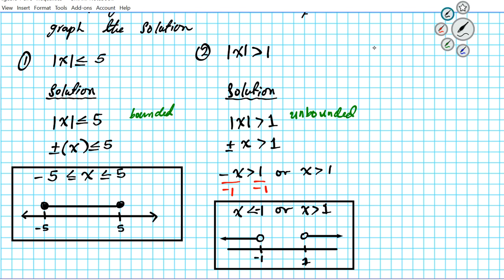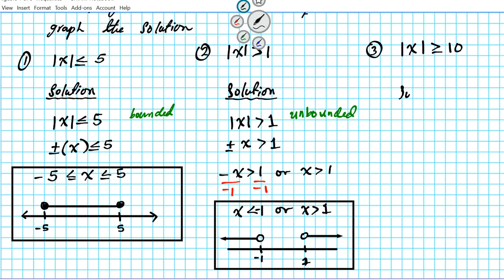All right, let's take a look at another example. What if we have the absolute value of x is greater than or equal to 10? Now take a look at this. Greater, is that bounded or unbounded? So remember, greater means you're outside the boundary region, which means that you are unbounded, okay? Just like number 2. But the difference between 3 and 2 is that for number 3, the boundary points are included in the solution region. Okay, so since it's greater, it's going to be unbounded also.